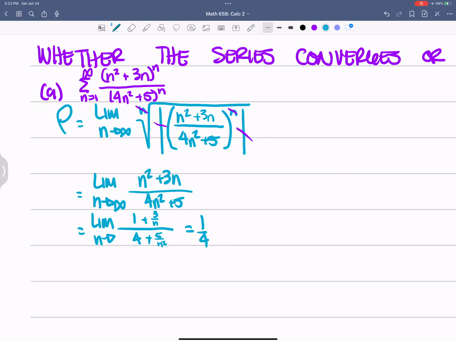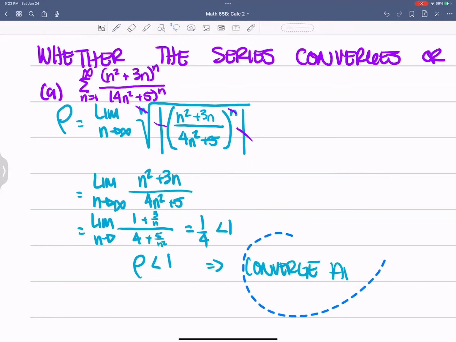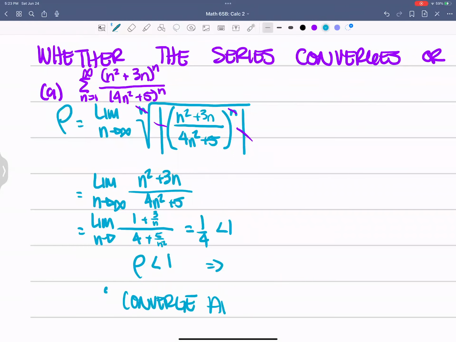And based on the root test, 1/4 is less than 1. And because rho is less than 1, this tells us that we converge, not continuously, converge absolutely. So therefore, converge absolutely. That was easy. Let's see if the other one's as easy.